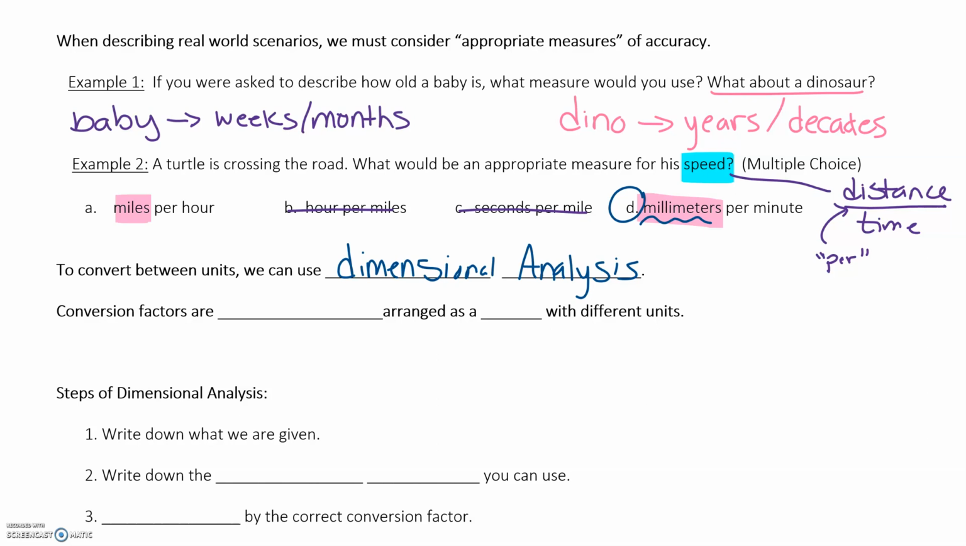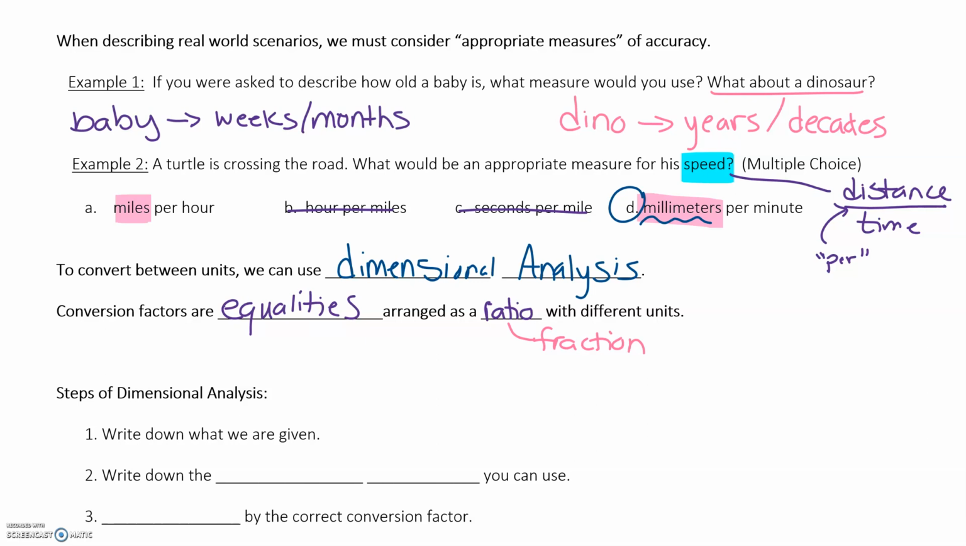Okay, well, we're also going to talk about something called a conversion factor. Well, what are conversion factors? Conversion factors are equalities and they are arranged as a ratio. Okay, hopefully you remember what a ratio is. A ratio is a fraction. It's a fraction that's going to have different units. Okay, so we can just take a breath. Ratios are okay. They're just something we are going to set up as a fraction.